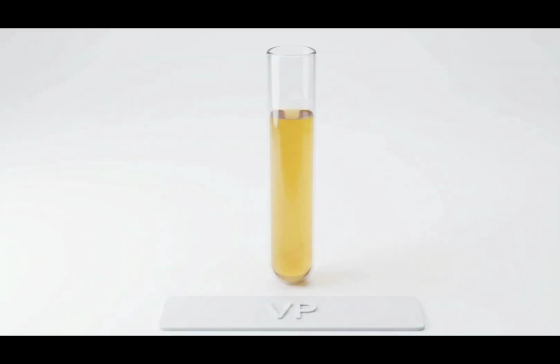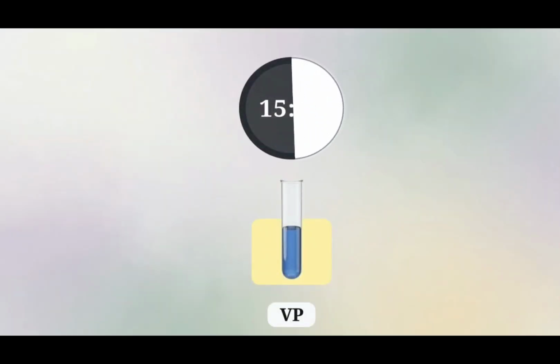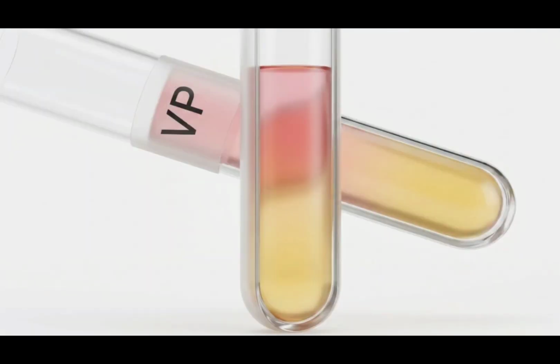The second tube is for the Voges-Proskauer, or VP test. Here, we are looking for a neutral byproduct called acetoin. Add 5% alpha-naphthol, followed by 40% potassium hydroxide. You must wait up to 15 minutes before reading this tube. The chemical reaction to detect acetoin takes time to develop, and reading it too early will result in a false negative. A VP-positive result reveals itself as the delayed development of a red or pink color, confirming the organism uses the butylene glycol pathway.